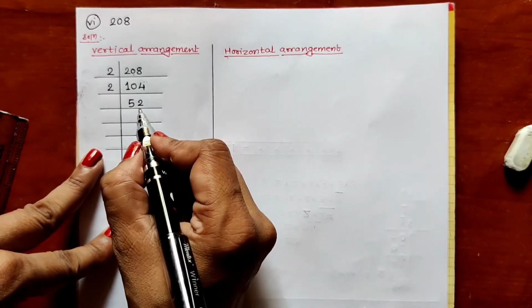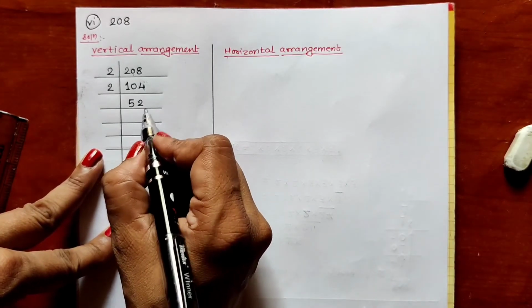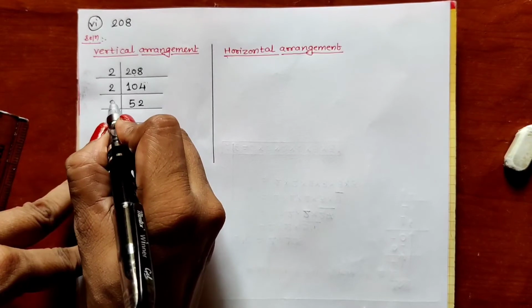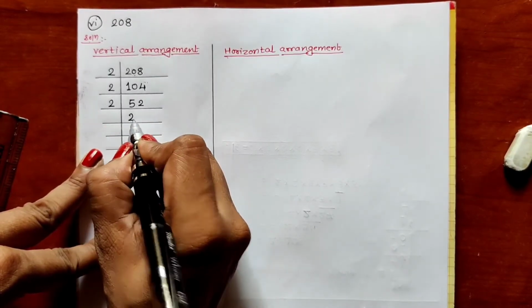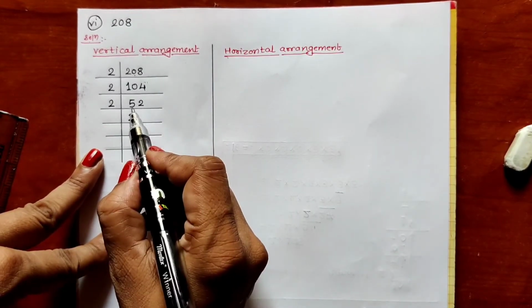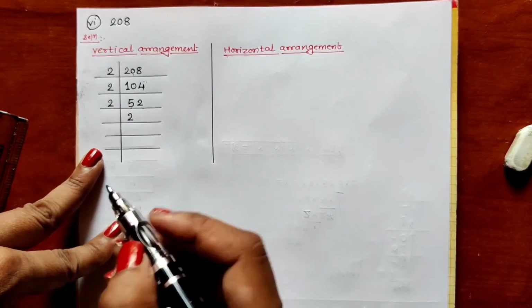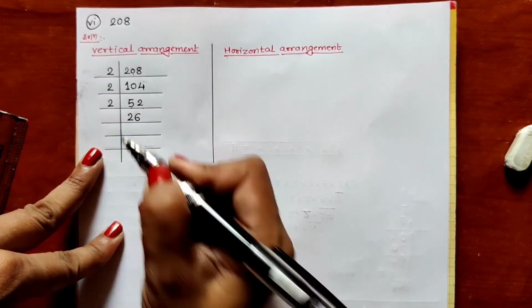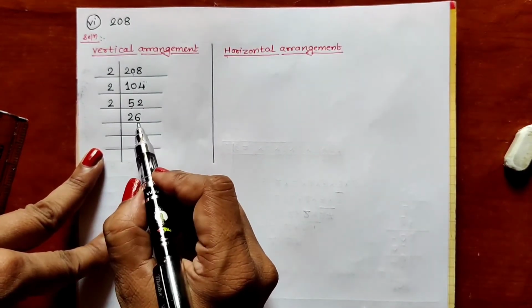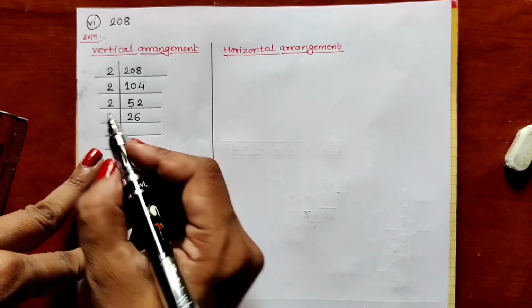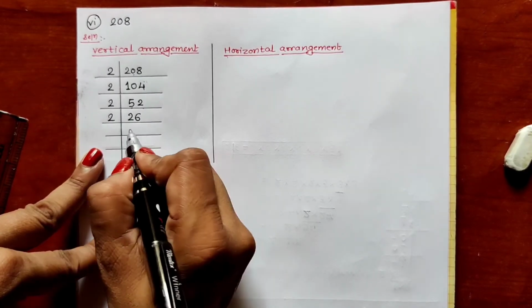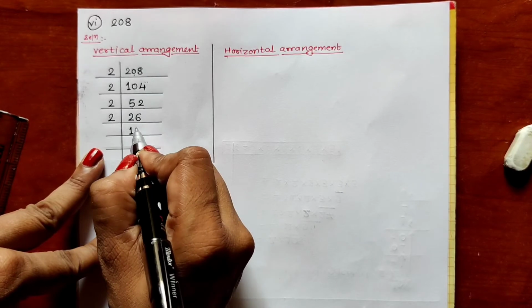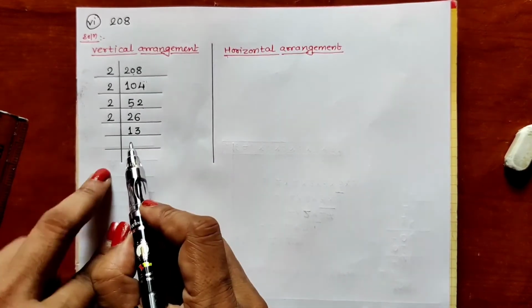Again 2 is there in the unit place of 52. So 52 is an even number. It is divisible by 2 again. 2 twos are 4. 5 minus 4, 1 remaining. This 2 means 12. 2 sixes are 12. Again 26, 6 is there in the unit place. This is divisible by 2. 2 ones are 2. 2 3s are 6. Now we have got 13.